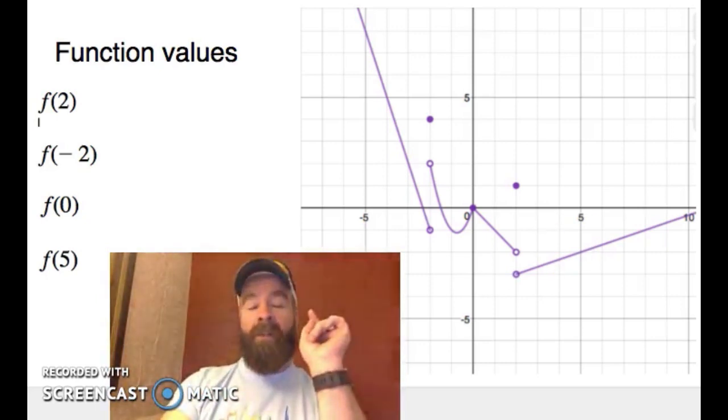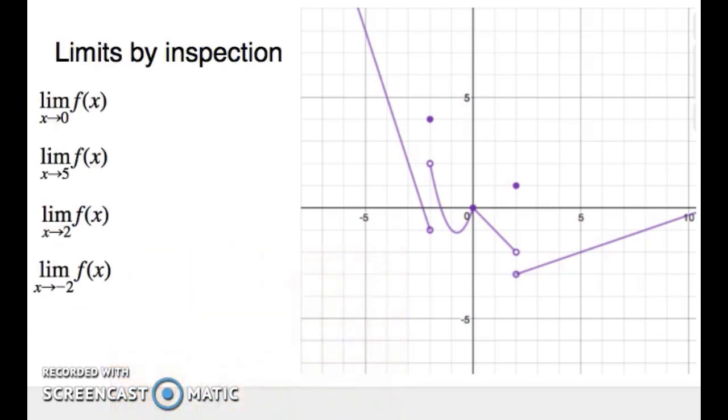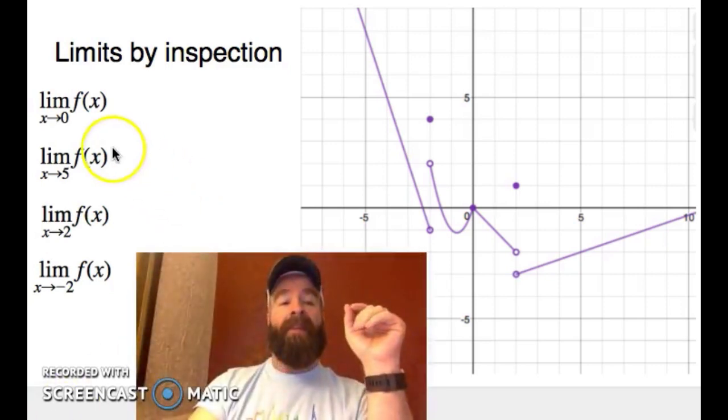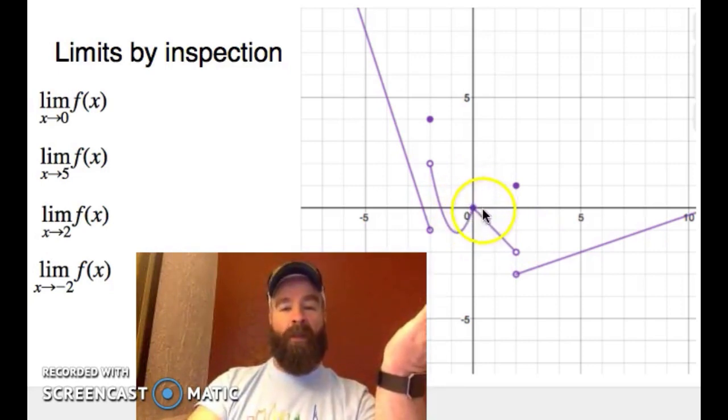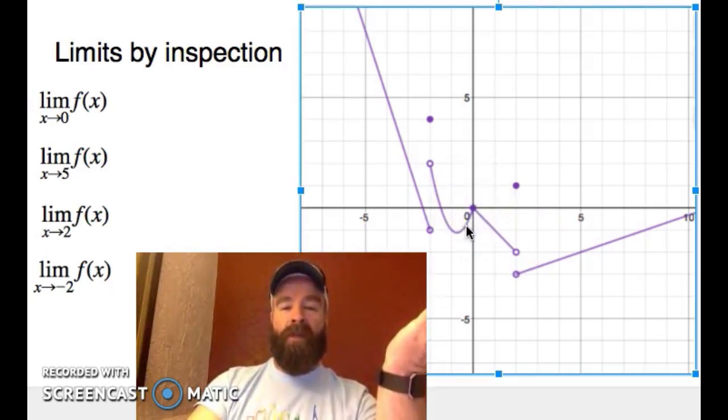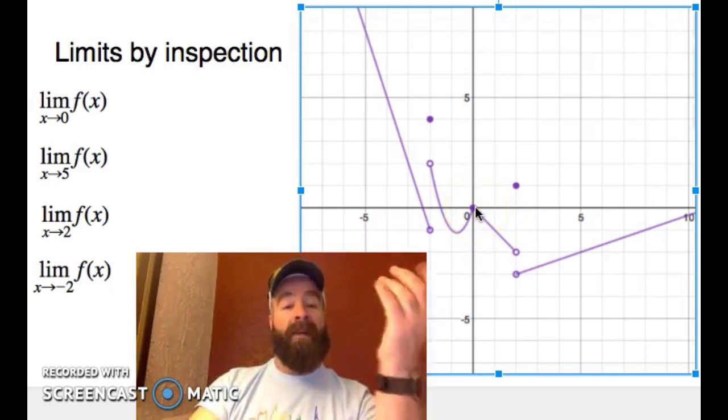Now, limits are a little bit different. Whenever you're looking at a limit, you're trying to figure out what the y values are getting really close to, rather than what they actually are. So if I were to look at, say, the limit as x approaches 0 of f of x, this is asking, as I walk along the graph, coming from the left and coming from the right, what do the y values get really close to as I get close to 0? From the left, you can see my y values are getting closer to 0, and from the right, also closer to 0. So we would say the limit as x approaches 0 of f of x is 0.